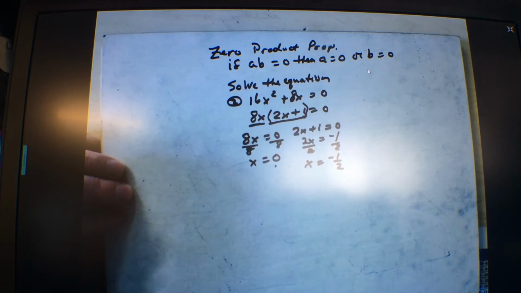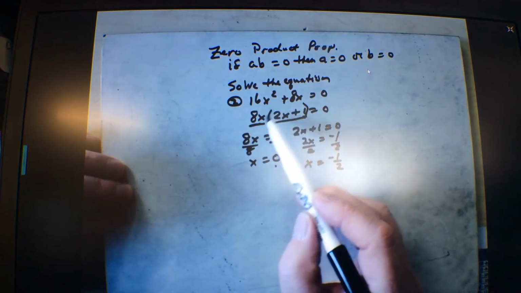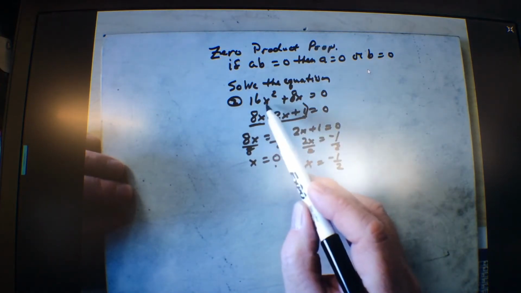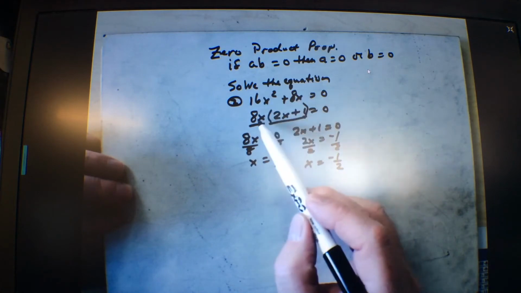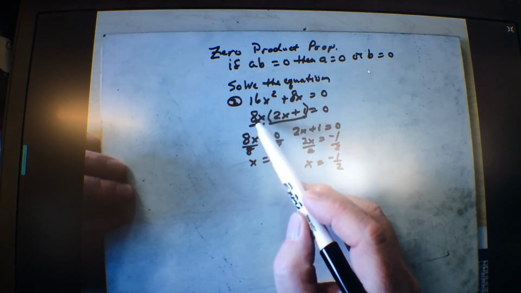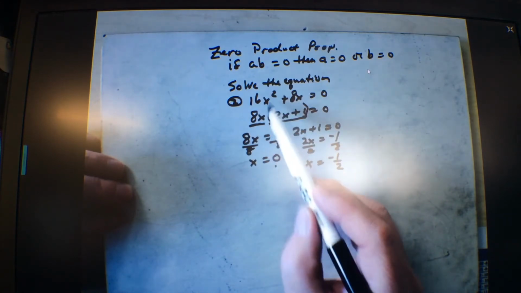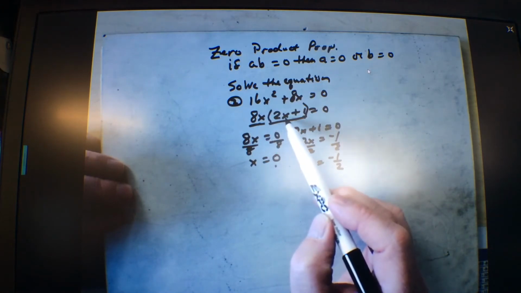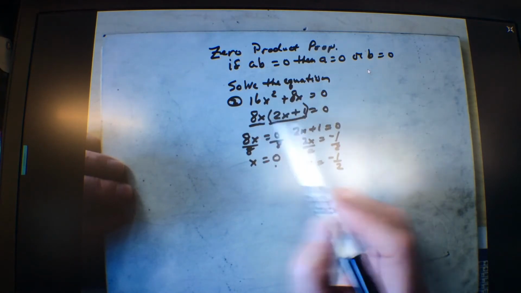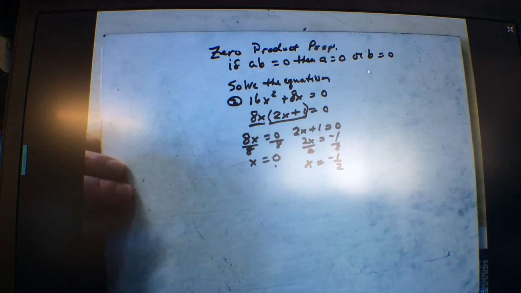I'm confused where you get 2x plus 1. Okay, when I factored an 8x out, Harper, I have to divide both of these by 8x. So 16 divided by 8 is 2, and x squared divided by x is x. And then 8x divided by 8x is 1. Make sense?